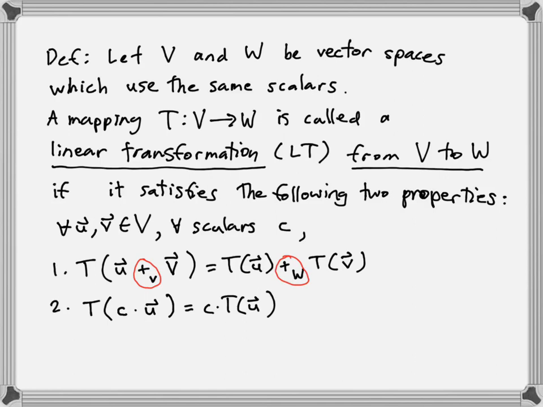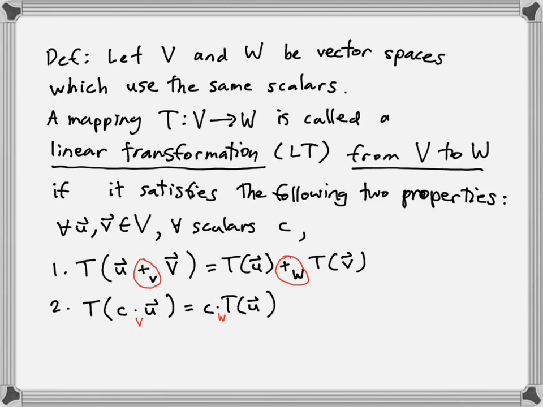Now again, what this is saying is that if you do the scalar multiplication first and then apply the map, you get the same answer as applying the map to u first and then multiplying. So this scalar multiplication is happening in v over here, and over here the scalar multiplication is happening in w. Okay, now I'm going to write the subscripts here just to avoid confusion.